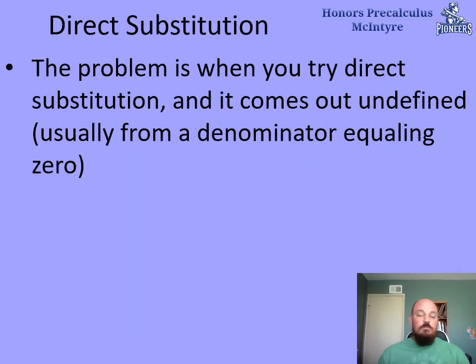Now the problem is, when you try direct substitution, sometimes it doesn't work. So if you try direct substitution, and instead of getting 6 for an answer, you get what we used to call undefined, or DNE, does not exist, that's when you know you have to try something else. And I said in the notes, usually that happens from getting a 0 in the denominator.